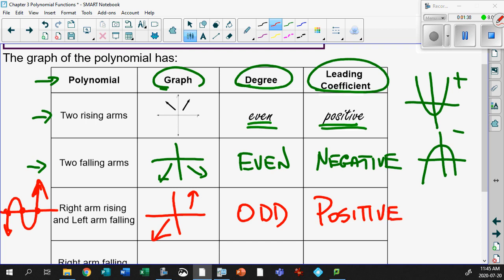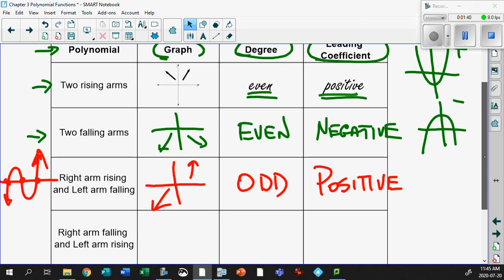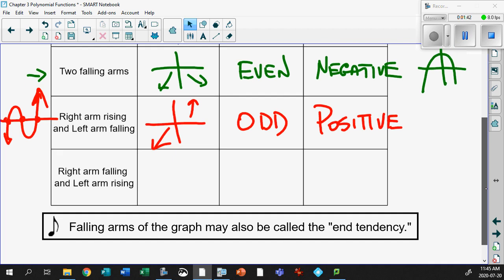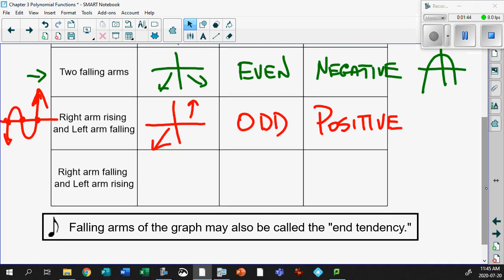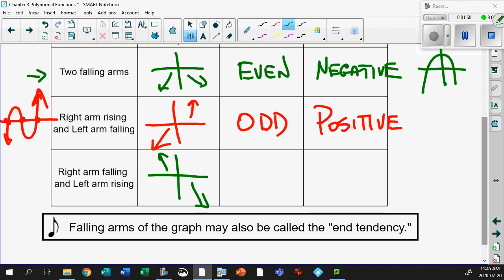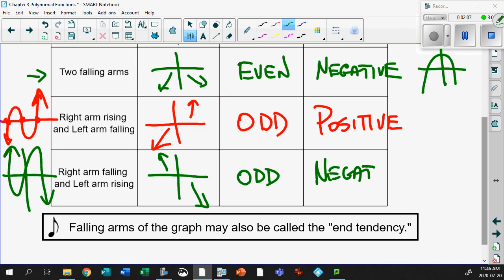Now, check out what happens on the next one. The next one says right arm is falling, left arm is rising. Okay, so right arm is falling, left arm is rising. If you got one of each again, that's going to be something that's going to be doing this. Boom. Look at that. Okay, so this again is an odd degree, right? And this time it has to be negative. Okay, now think about it.